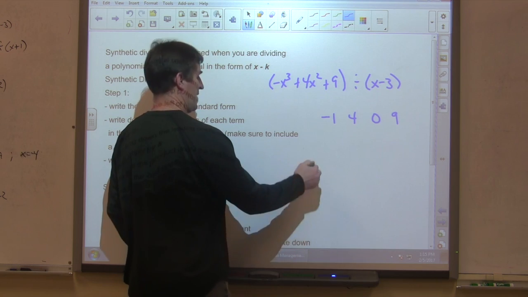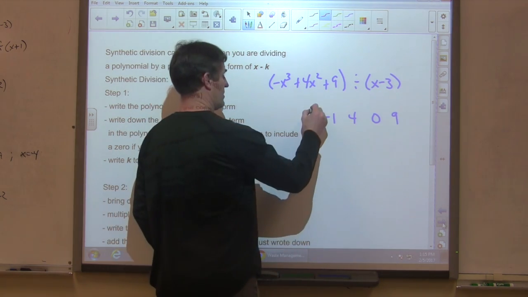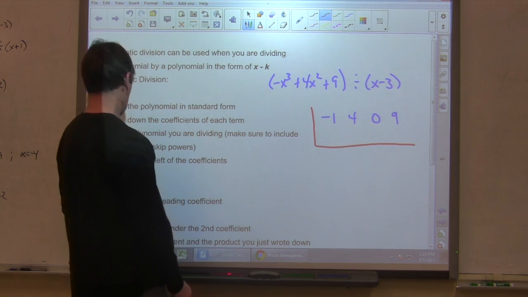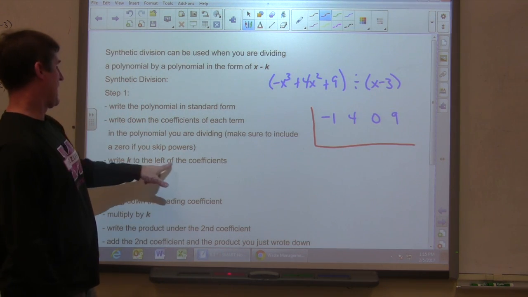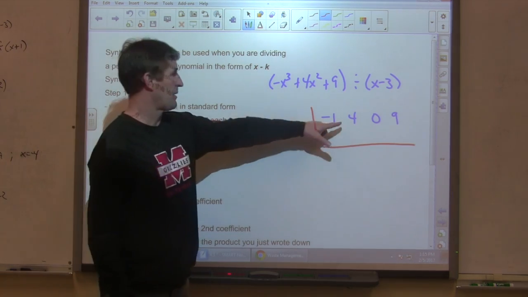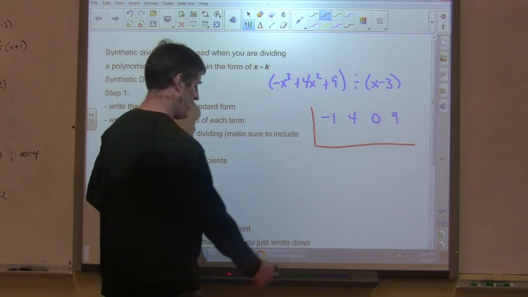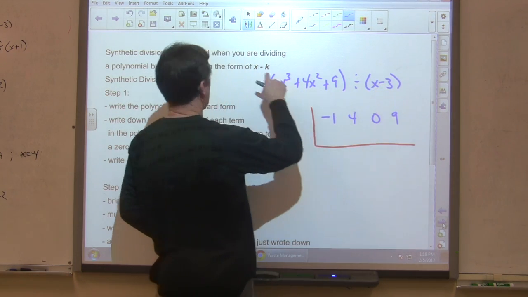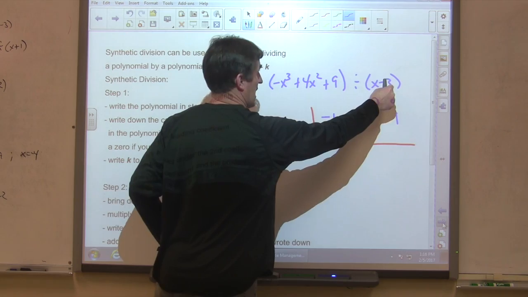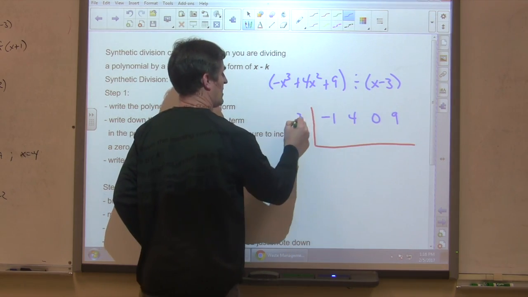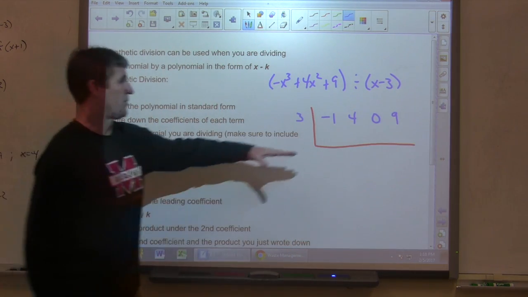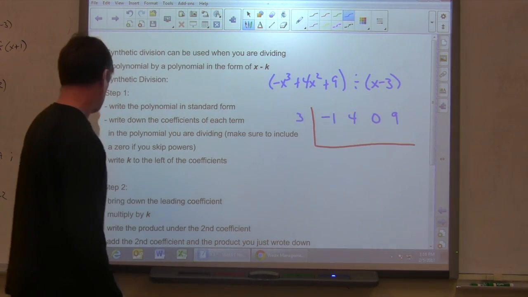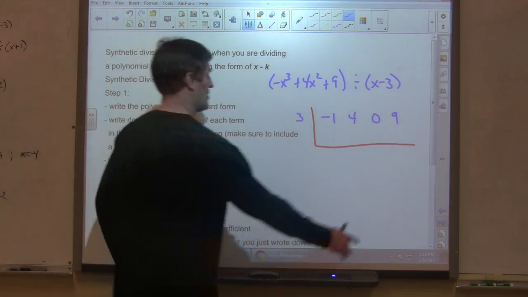Okay? And then the book will put a symbol, they'll write this. Okay? Then out front, write k to the left of your coefficients. So these are my coefficients. To the left outside here, I'm going to place k. Now remember, this says x minus 3, but it's x minus k. So again, this is opposite what it says, so k is 3. You've seen that I've left a space here. It's important to leave that space to do these problems. So step 2.